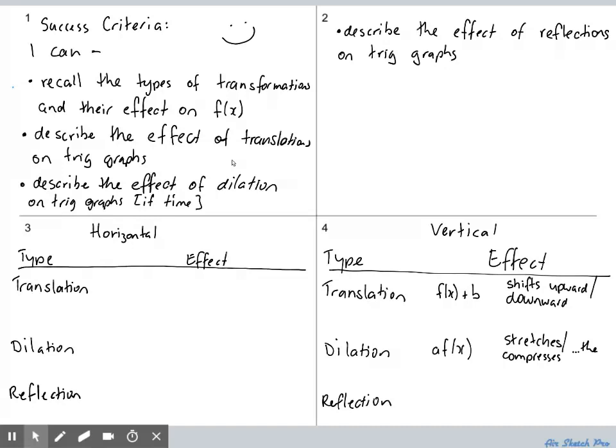Think about it. Okay, and reflection. What does it look like if f of x is the parent graph? The reflection is, sorry, you go. Negative f of x. Okay, and that reflects, turns upside down in this case.